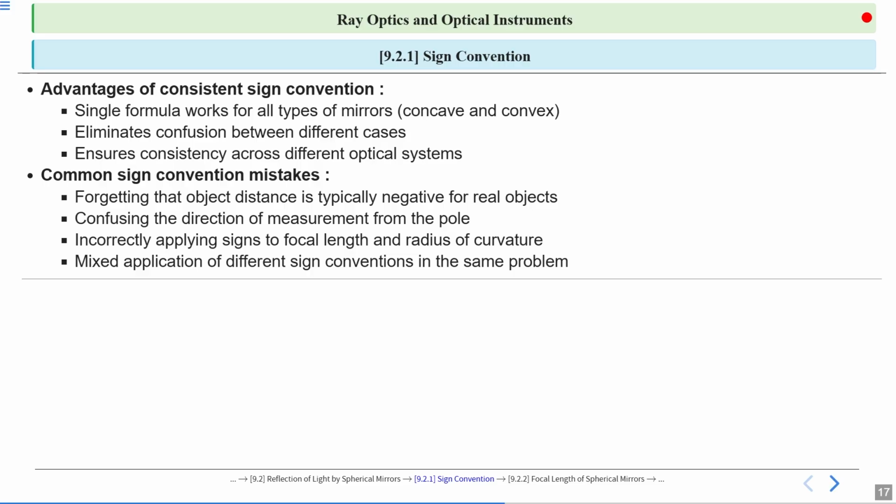Fourth, mixed application of different sign conventions in the same problem, like for height and direction of incident light. Applying different sign conventions in the same problem will create confusion, and due to confusion it will lead to mistakes.